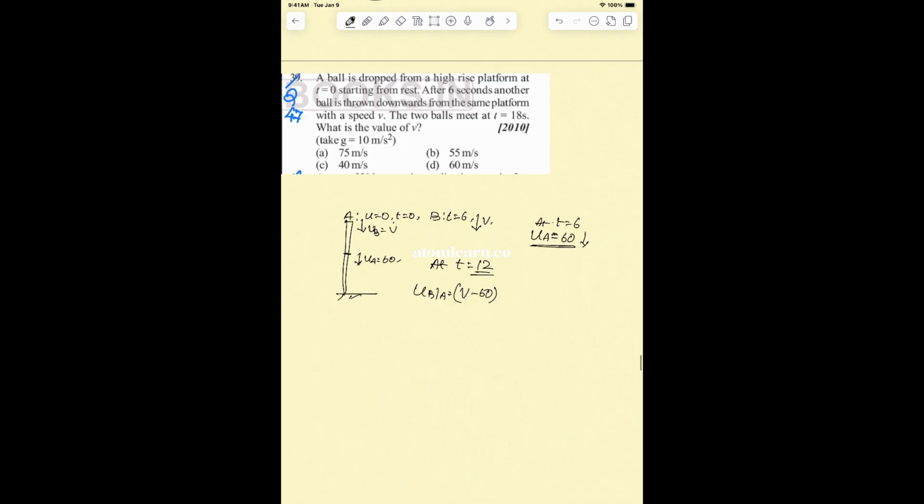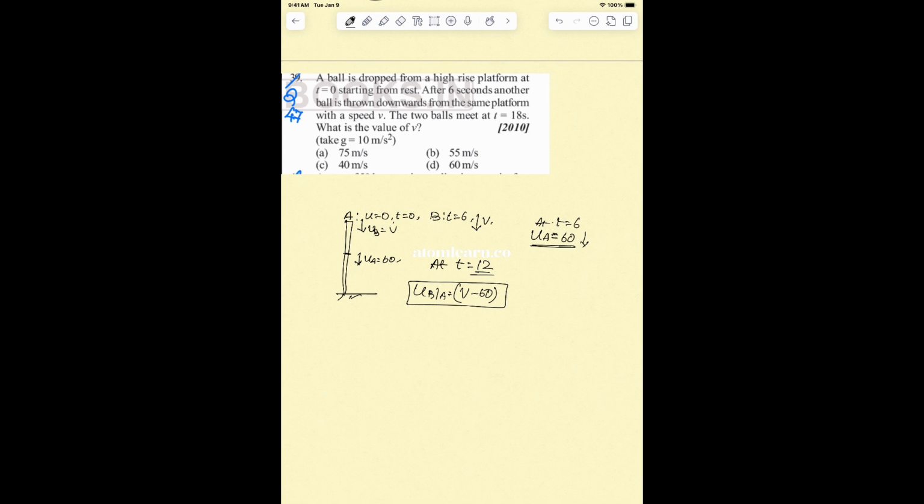Then what should be the value of v such that, now we will take uB relative to A. That means it is nothing but v minus 60 is the relative velocity of B at this time. And as I said, because it is under gravity, we can ignore the gravity because they get cancelled out. Relative acceleration equal to 0. Therefore now simply it is like this. This is uB relative to A, which is required.